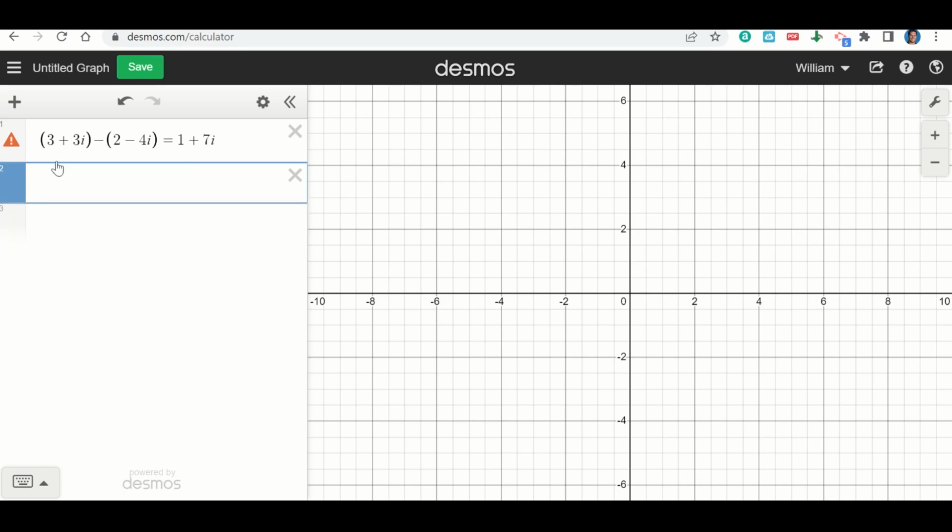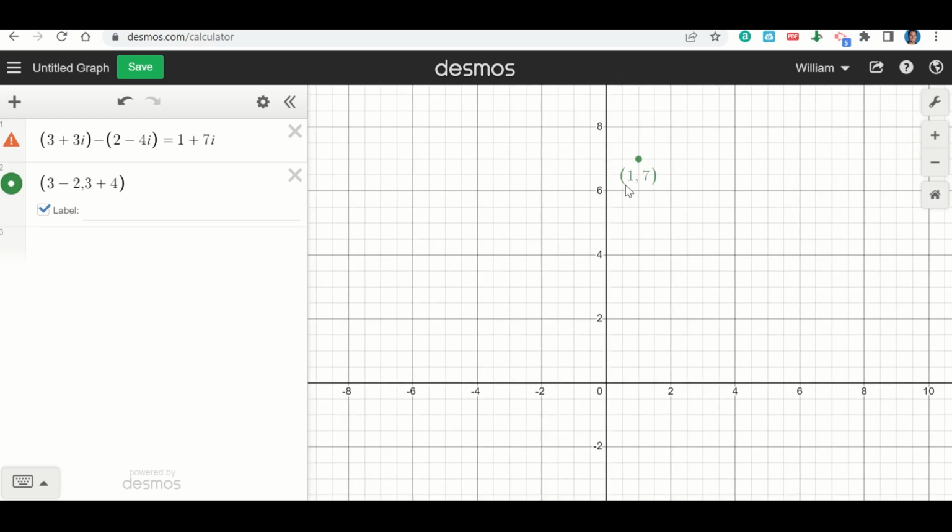And now we can check our work. So we're going to go ahead and create a coordinate. This is 3 minus 2, comma, and then we have 3 minus negative 4, which is plus 4, which is up here. We can see that it's at (1, 7), which is exactly the same thing we got here. So this is how you can use Desmos to check your work when adding or subtracting with complex numbers.